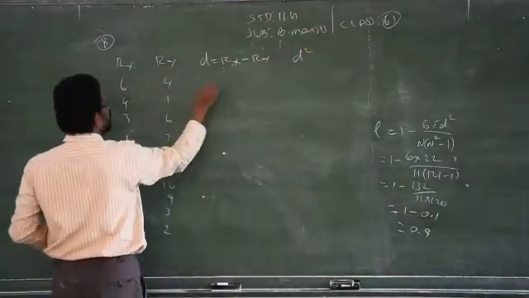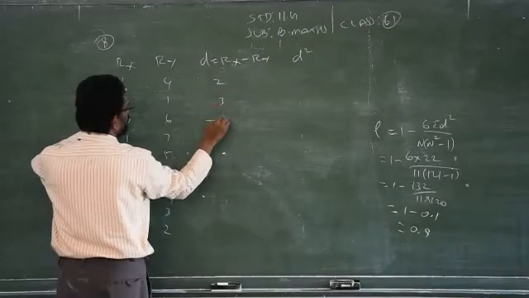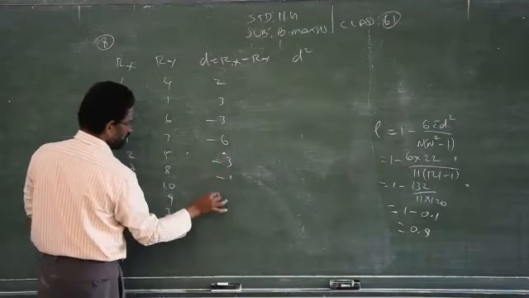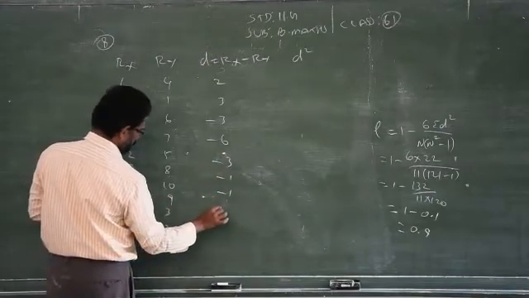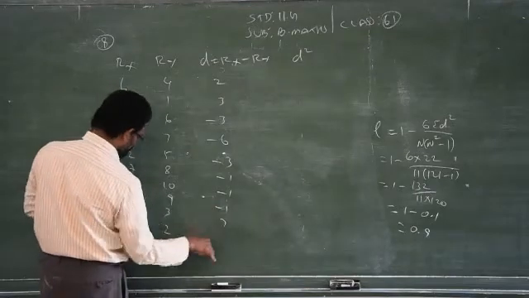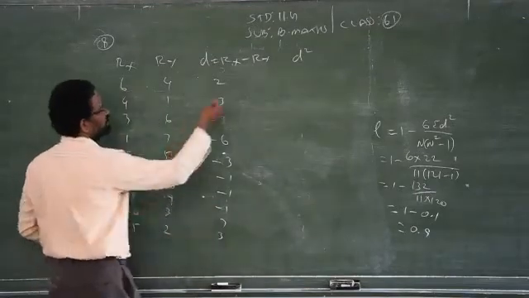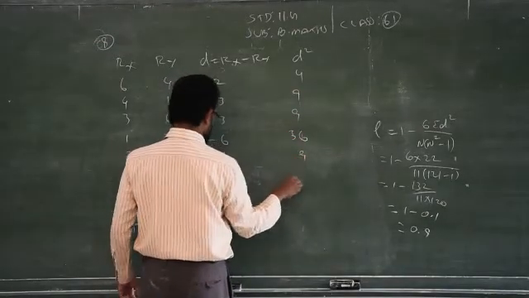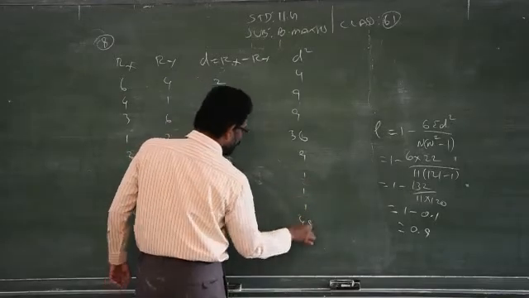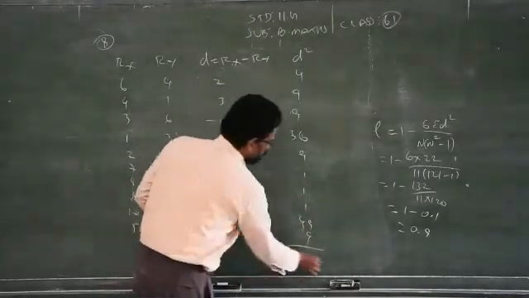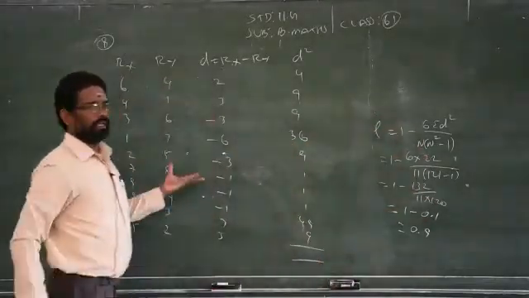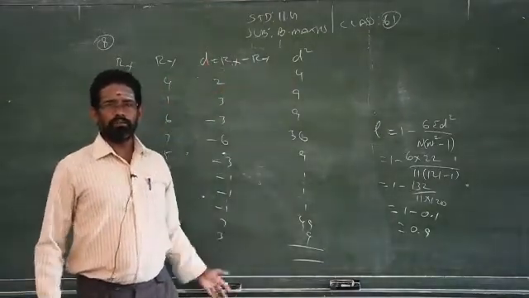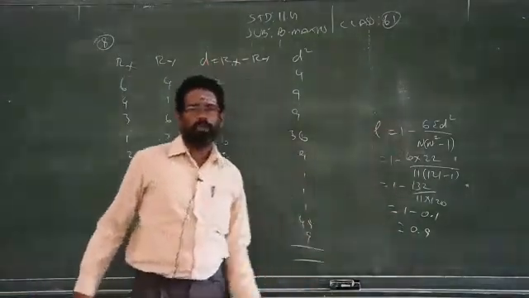Just you have to subtract 2, 3, minus 3, minus 6, minus 3, 7 minus 8, minus 1. So minus 1, 8 minus 9, minus 1, 7, 3. Just you have to square it. 4, 9, 9, 36, 9, 1, 1, 1, 49, 9. Just to total it, substitute in this formula, you will get answer. When the rank is given, you straight away find out what is D, D square. After find out everything, just you have to substitute in this formula, you will get answer.